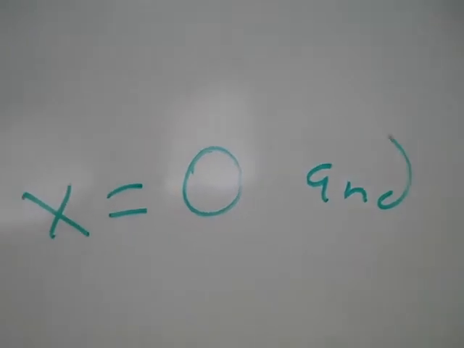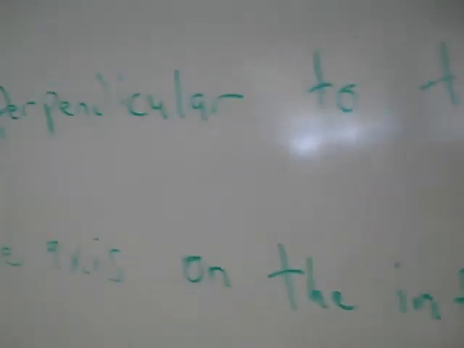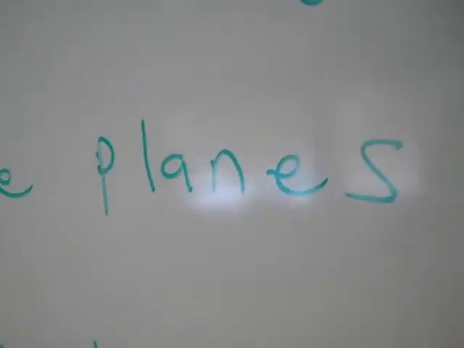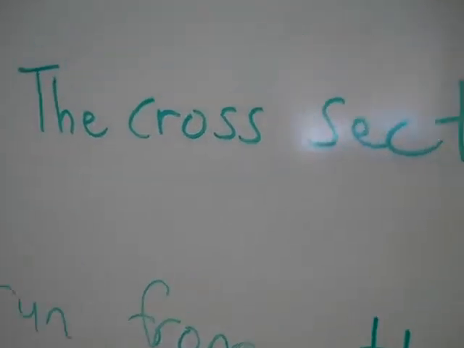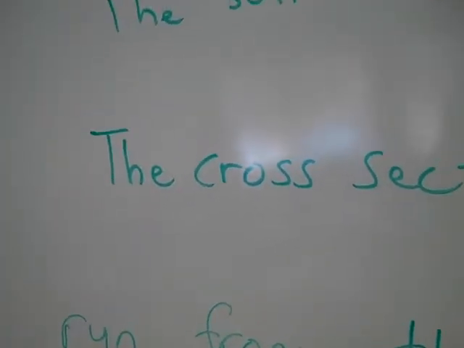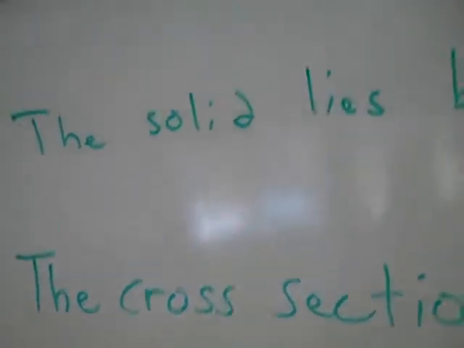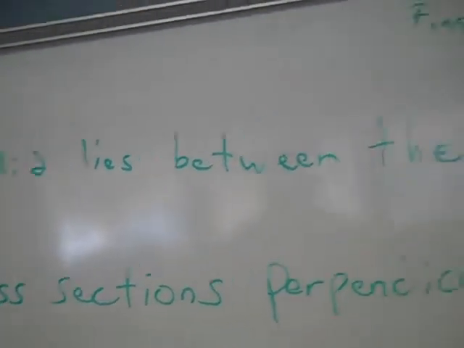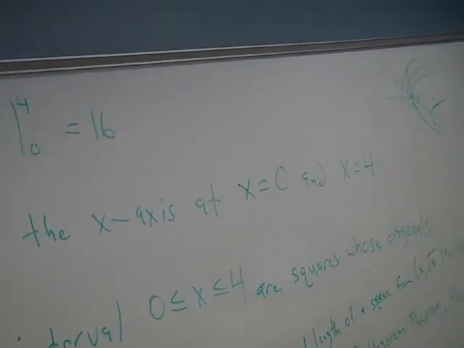So they're going to come out. We're going to have YZ planes, or, excuse me, cross sections. And these cross sections are going to be squares, as it turns out. That's what we're going to use by choice, and we don't have to use squares. We're choosing to use them. So we want the solid that lies between the planes perpendicular to the x-axis at 0 and 4.